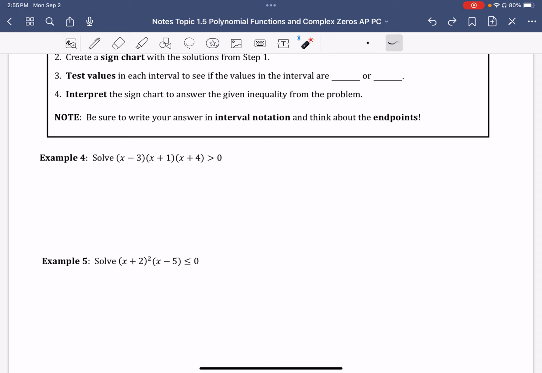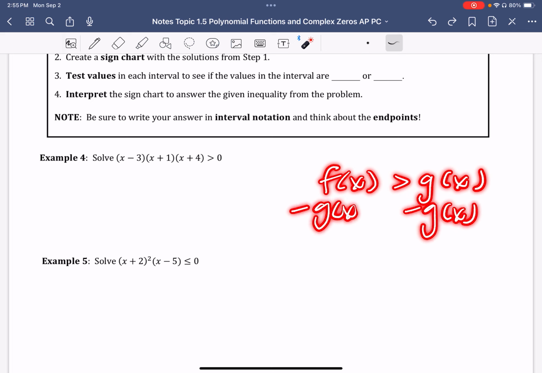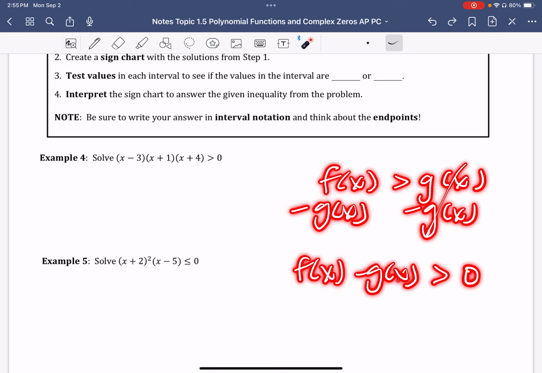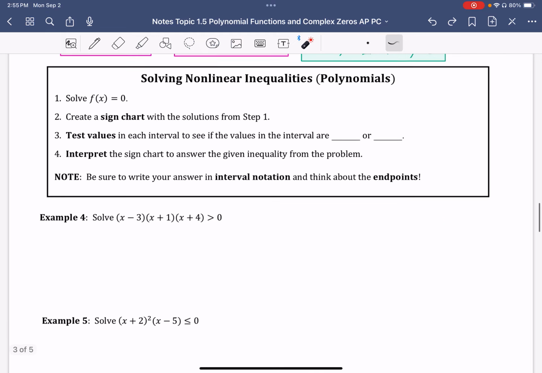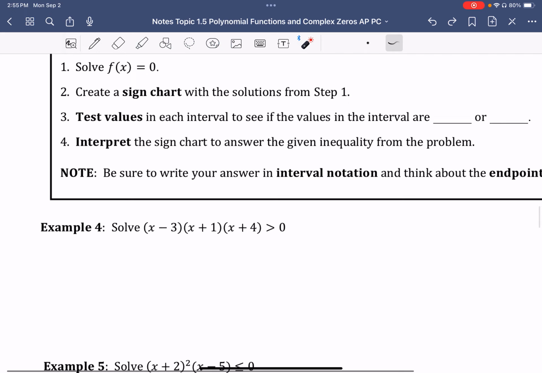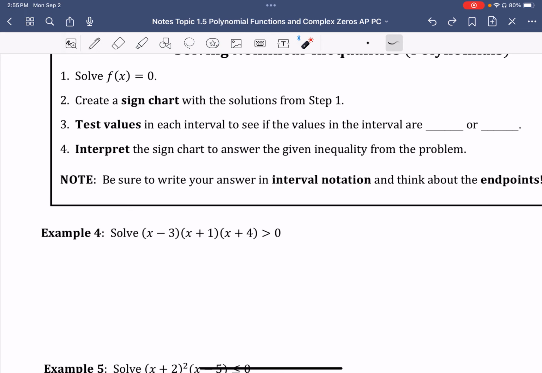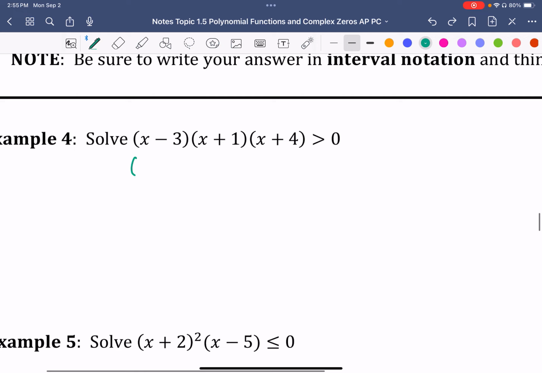Okay, what you're going to do is get everything to one side. So like if this was f of x is greater than g of x, what you would need to do is subtract g of x on both sides so that this cancels out and you get f minus g of x is greater than 0. So before you start, you need to make sure that on one side of the inequality you have 0. On example 4 and 5, we're good to go because these already have 0 on the other side. But in case you don't, you need to subtract every single term to whatever side you want to work on. Okay? And then after you have it equal to 0, you're going to change the inequality to actually just be equal to 0.